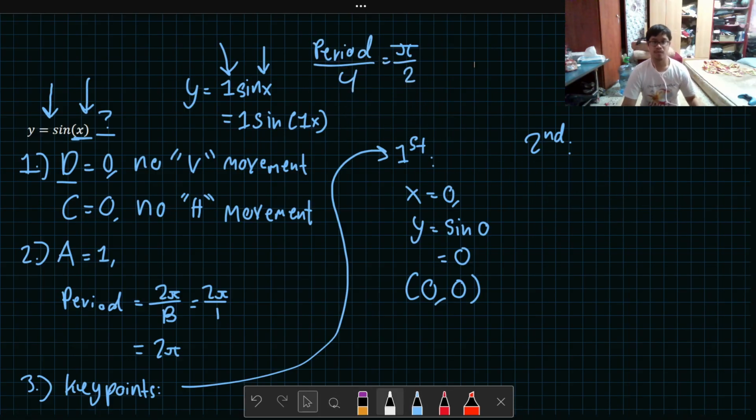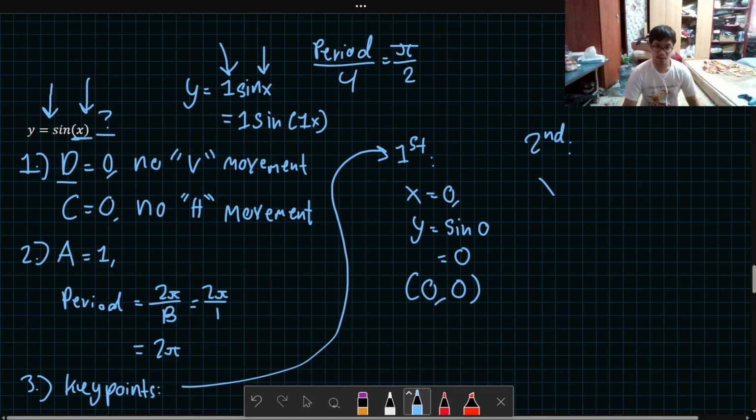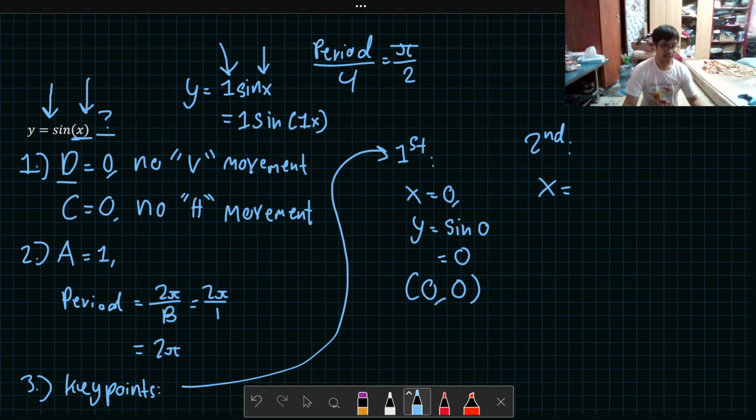Right, I'm going to put it here. So since we have pi over 2, what are we going to do? We're going to find the x coordinate of your second key point. So here's what you're going to do: add the recent x value by pi over 2, and there you will find your x coordinate.